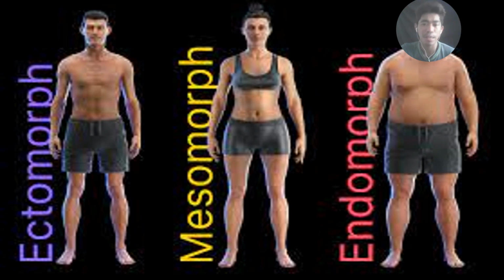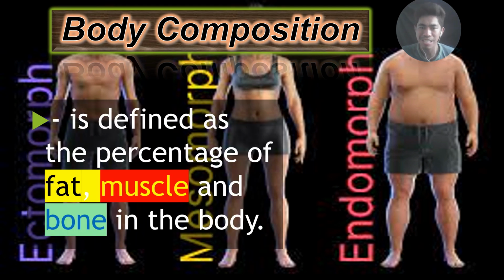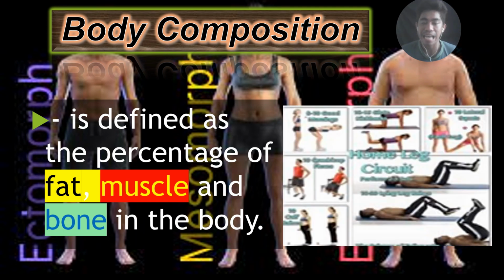The next health-related component is body composition. Our bodies are either ectomorph, mesomorph, or endomorph. When we talk about body composition, this is defined as the percentage of fat, muscle, and bone in our body. Some of us have too much fat in our body, and that is an endomorph person, because when they eat, most of the food that they take in is converted into fats, while for the ectomorph, when they eat, most of the food that they eat is converted into energy.